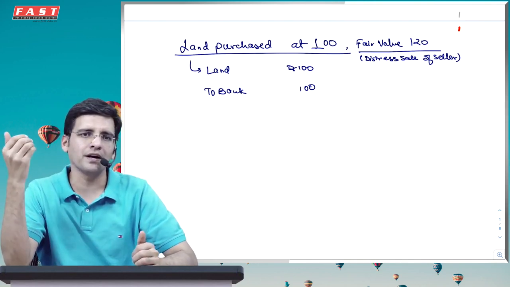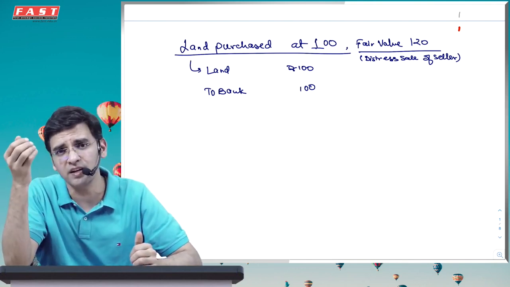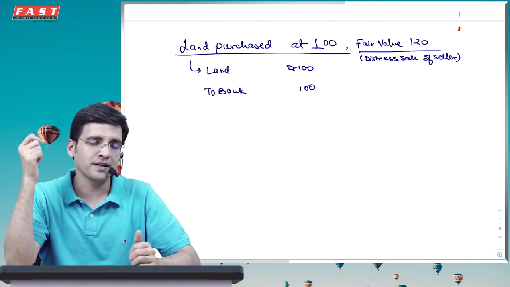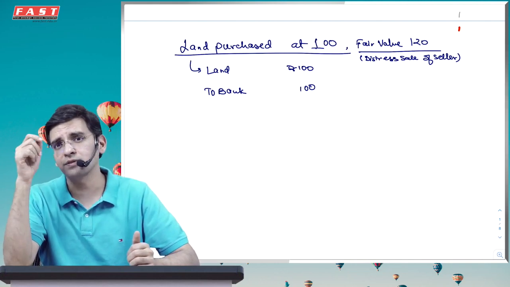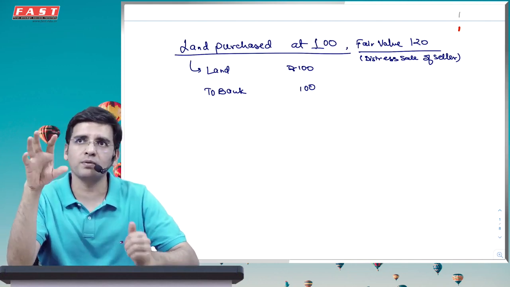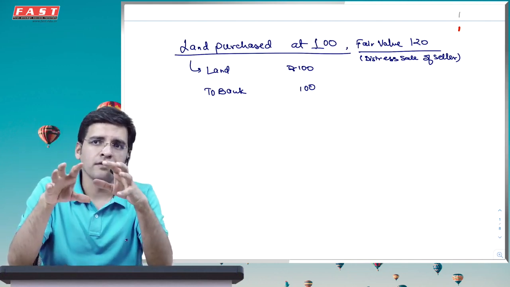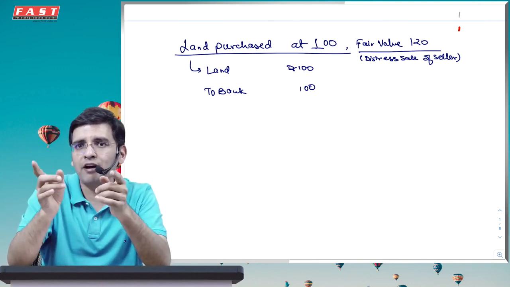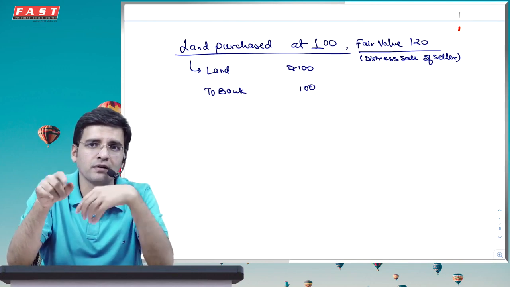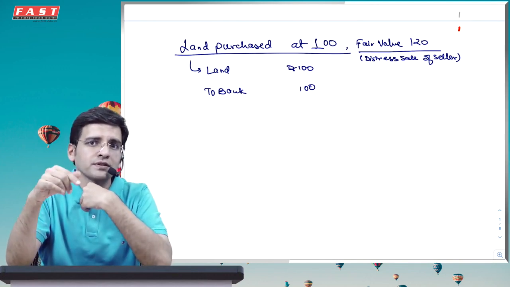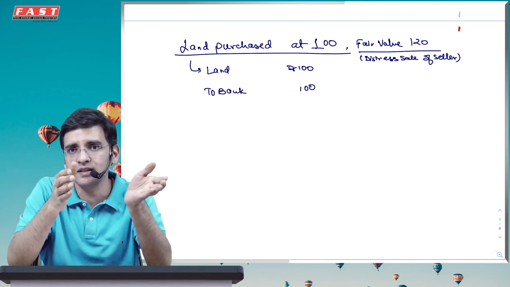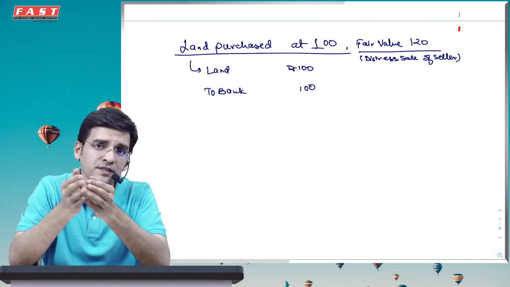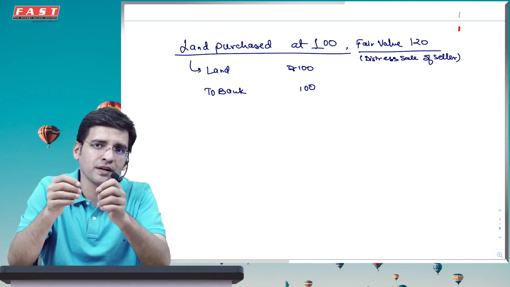No, I simply record my land at cost, because Ind AS 16 says initially all property, plant, equipment or intangible assets should be recognized at cost. However, if this was a business combination transaction wherein I bought a particular business which includes a land for which I have given a price of 100 rupees, but the fair value of the land is 120, in that case I would have valued this land at 120 rupees and not 100 rupees, being fair value, because Ind AS 103 business combination requires that. In fact, Ind AS 16 and Ind AS 38 intangible assets also say business combination acquired assets initially should be recognized at the fair value.